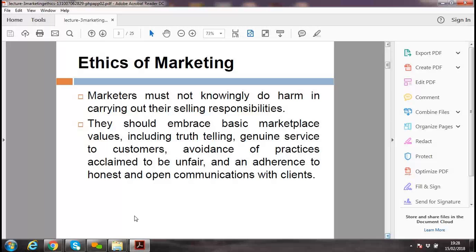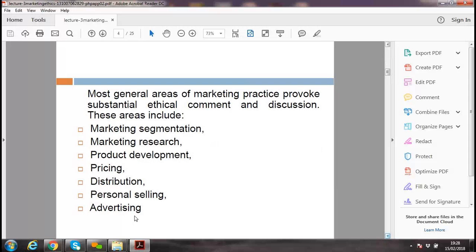We treat everyone equally. In some cultures, we have inequality. Ethically, we are not supposed to give preference to good quality food for someone, but give others poor quality food. That's morally wrong. Most major areas of marketing practice involve substantial ethical commitment and discussion: marketing segmentation, marketing research, product development, pricing, distribution, personal selling, and advertising. In all of these we need moral and social values.